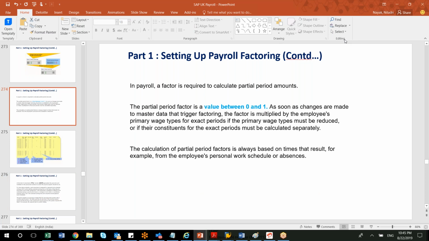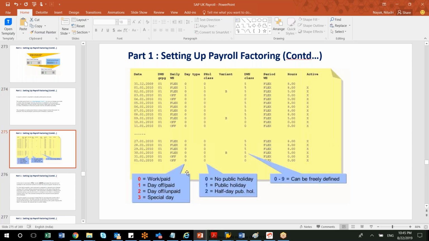If you see here, I've taken a screenshot of what we have defined. This comes from your period work schedule. It is actually the number of day types. In the example I have given, it all depends upon the number of days here. Even if there is a number of hours, we have not considered that.